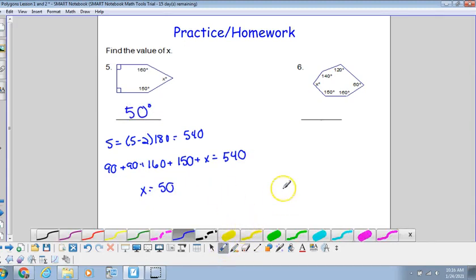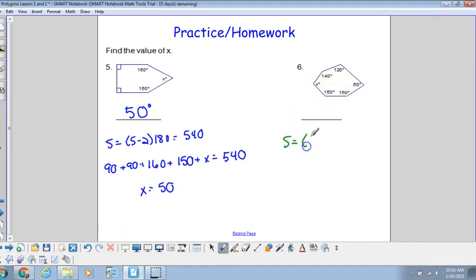For our second problem over here, we're going to do the same thing. This one has 6 sides though, so our sum would be 6 minus 2 times 180, which gives us 720. So we'll write an equation, put in all of these 6 values, and they're going to add up to be 720. We've got an x, a 140, a 120, a 60, a 160, and a 150.